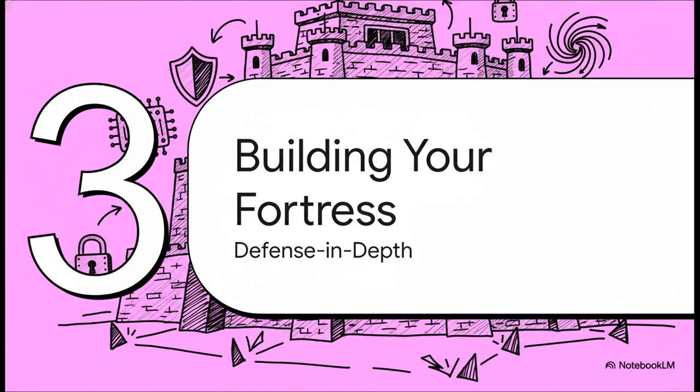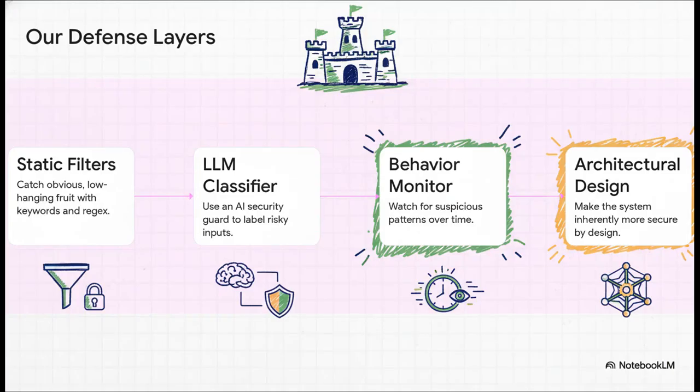Okay, we get the threat, so how do we fight back? Well, the answer isn't some single magic bullet. It's about building a fortress, using a classic security concept, a layered defense-in-depth strategy. Our fortress is going to have 4 main layers. We'll start simple, with some static filters. Then, we're going to add a smarter LLM-based classifier. After that, we'll layer on runtime monitoring to watch for anything suspicious. And finally, we'll reinforce the whole thing with strong architectural design. This is our roadmap. Let's get into it.